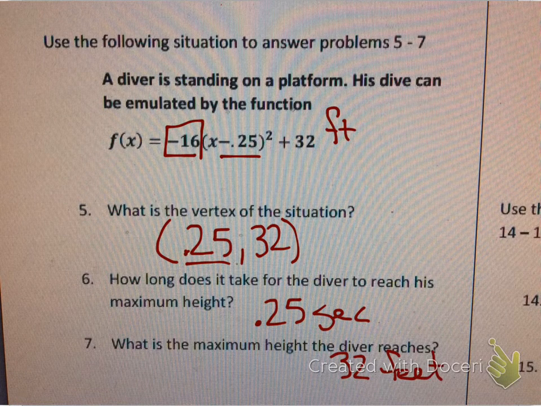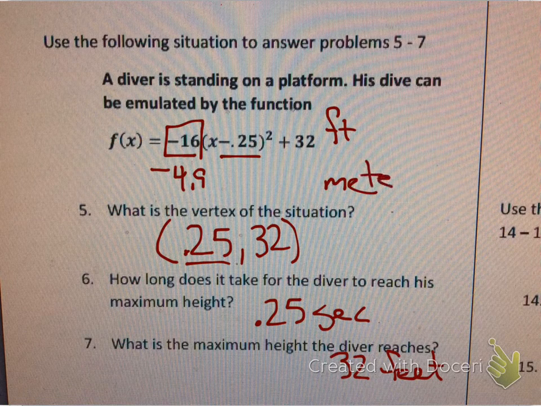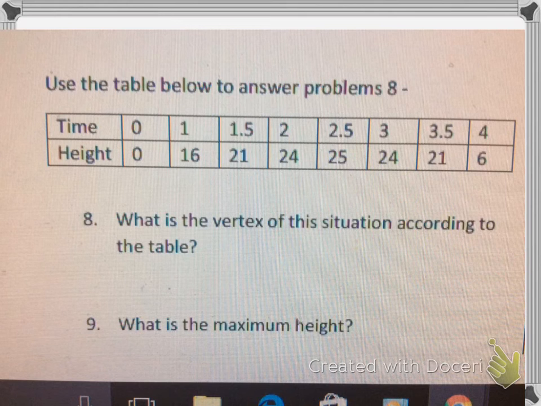Okay, if I had put a negative 4.9, then I would have been talking about meters. So kind of keep that in mind. I mean, that doesn't really change for those two. So there you go with that. That pretty much covers that part right there. And that one you don't even need a calculator. It's really easy to get to.